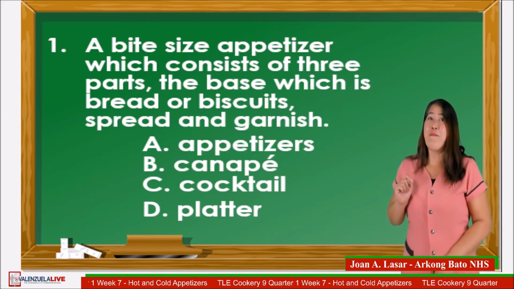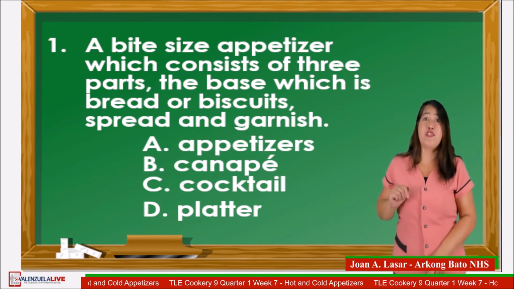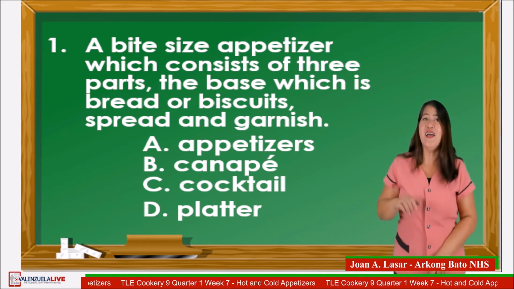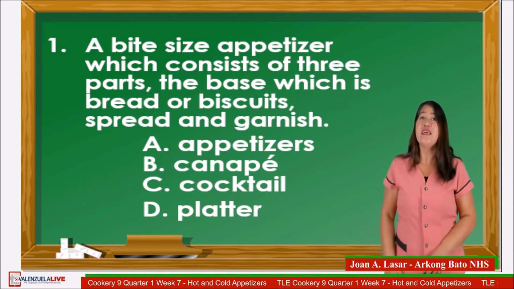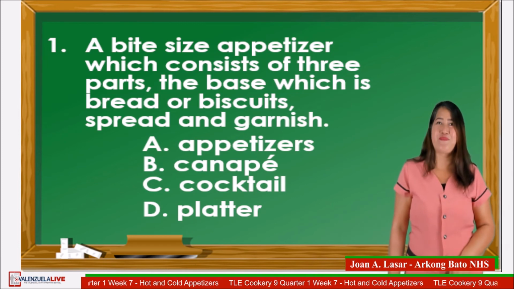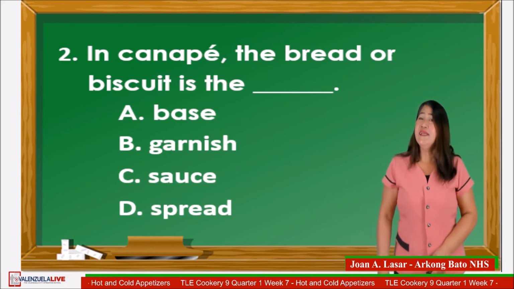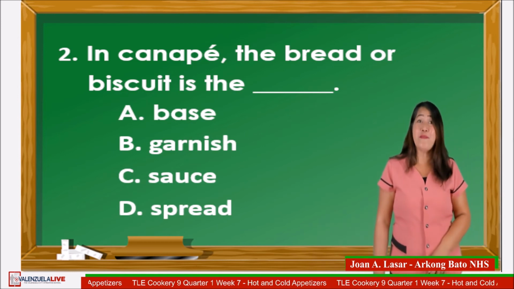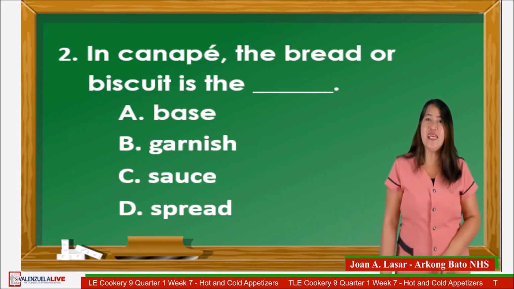Number 1, a bite-sized appetizer which consists of three parts. The base, which is the bread or biscuits, spread and garnish. Letter A, appetizer. B, canapé. C, cocktail. D, platter. Number 2. In canapé, the bread or biscuit is the blank. A, base. B, garnish. C, sauce. D, spread.